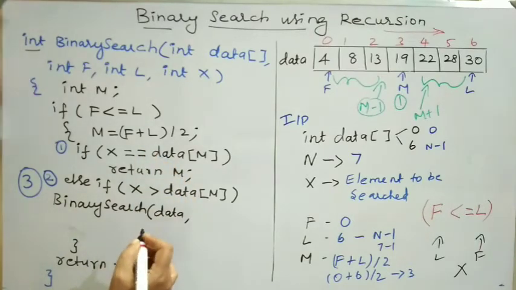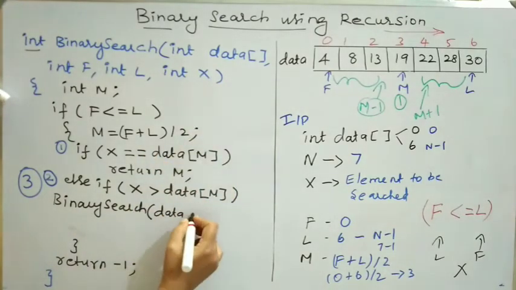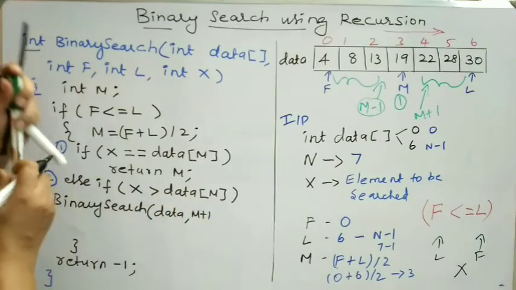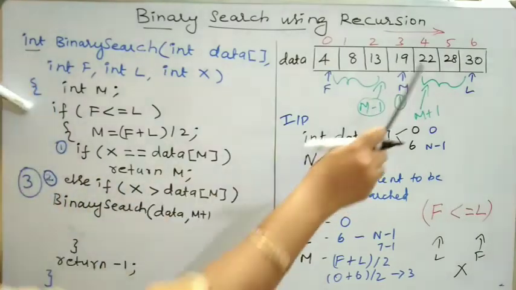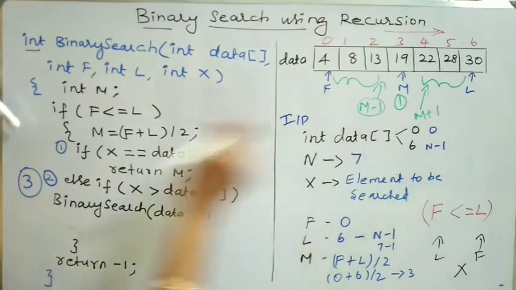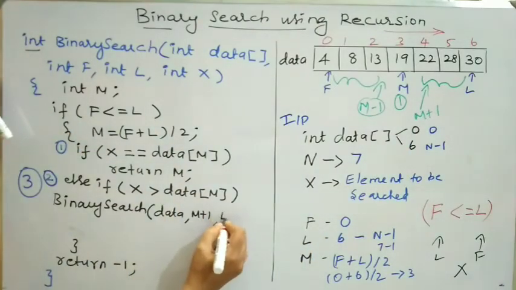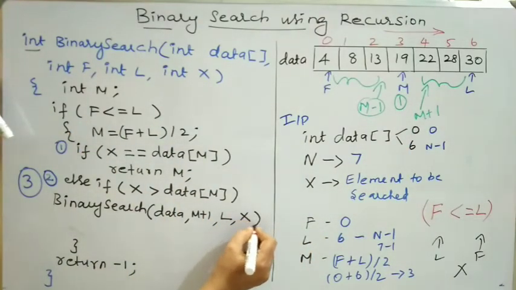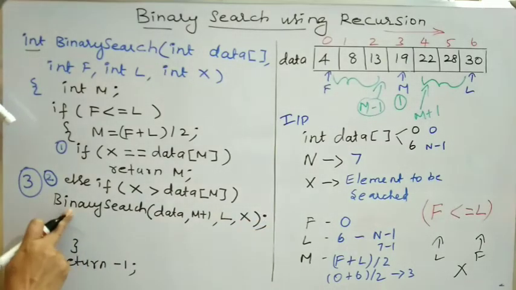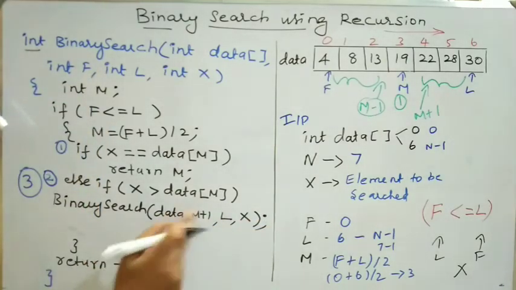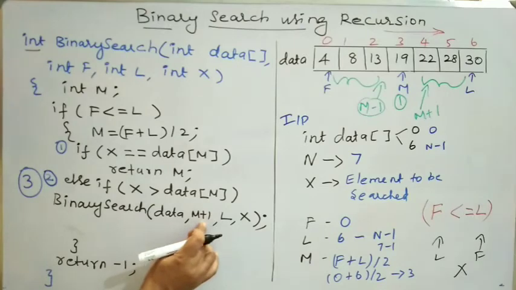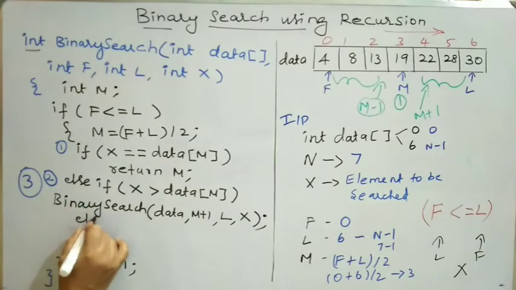The second element is the value of f. Now the value of f changes to be m plus 1. If I continue my search in the second half of the array, the value of f changes. L remains the same, and then the element which I am looking for. So recursively I call back the procedure to search my element from index position m plus 1 to L. If this condition is also not satisfied, I am moving to my else part.